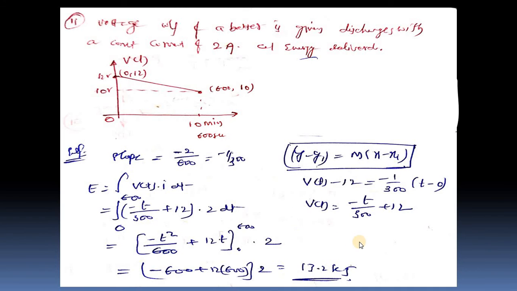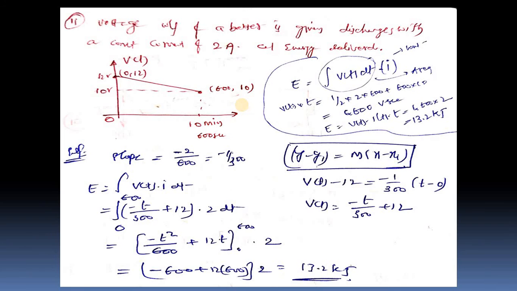So this is the conventional method, and there is another method. Here the voltage waveform is given, and the area under the curve gives us the voltage times time. If you multiply that with the current, we will get the energy. So then energy is equal to the integral of v of t dt into I.